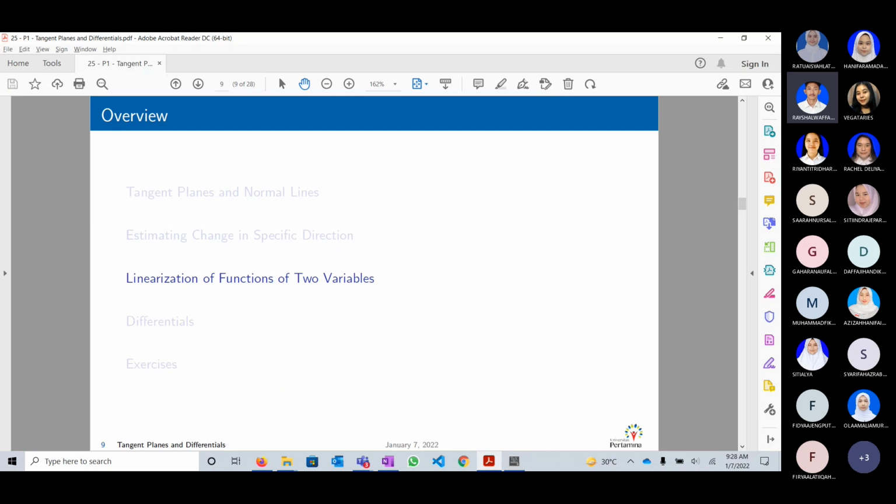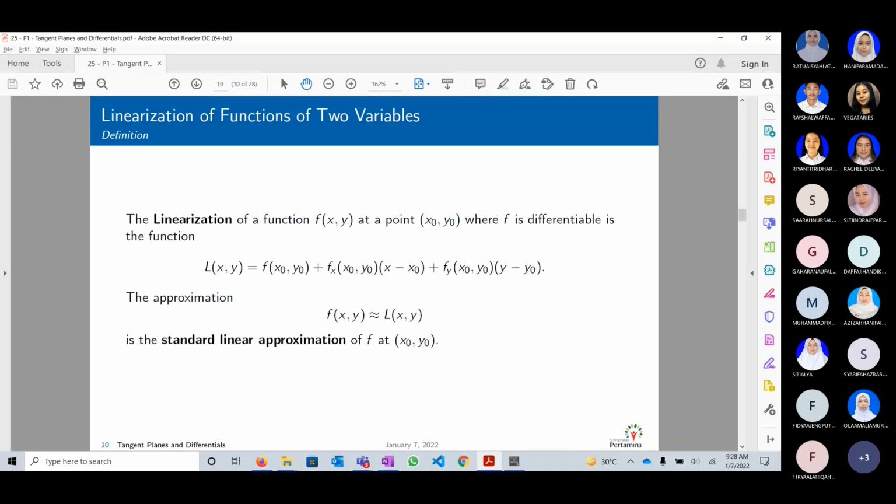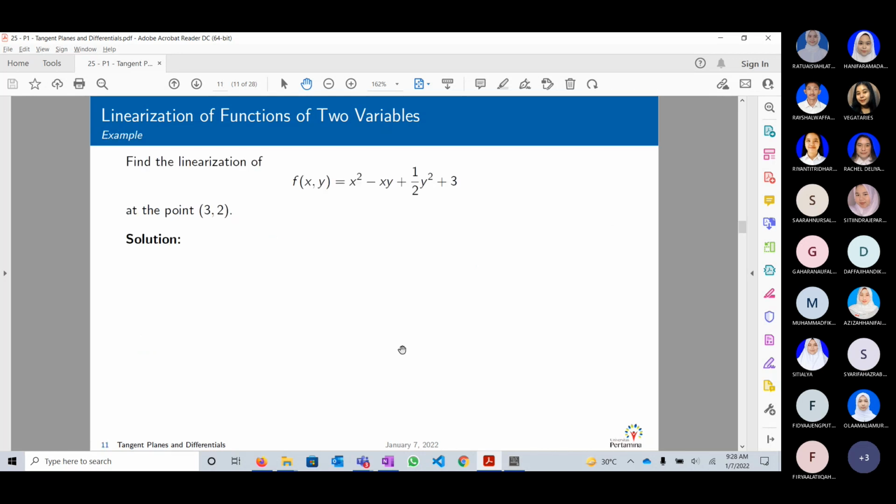Yeah, it's great, sir. Then now we talk about linearization of functions of two variables. This is the definition. I think you remember this from before the midterm exam. The linearization of a function of two variables f(x, y) at the point (x0, y0), where f is differentiable, is the function L(x, y) expressed in this form. This approximation is called the standard linear approximation of f at (x0, y0). So let's jump to the example.